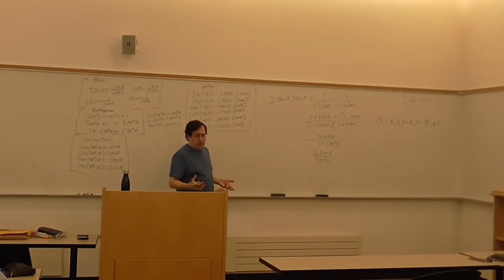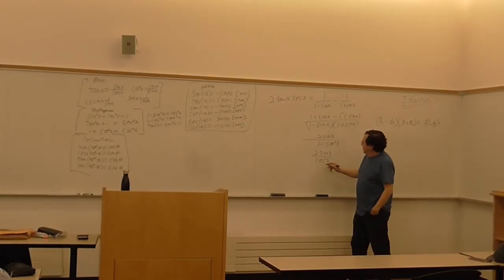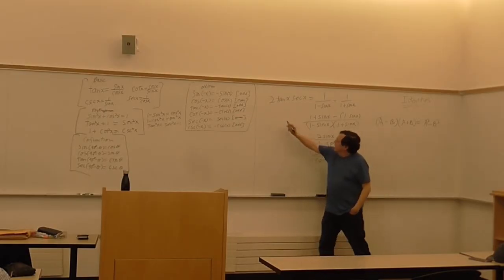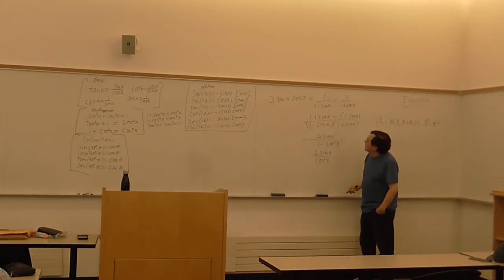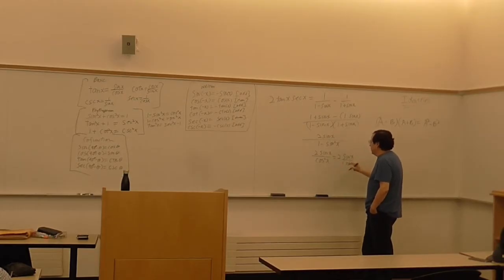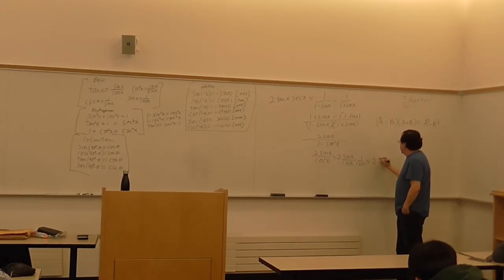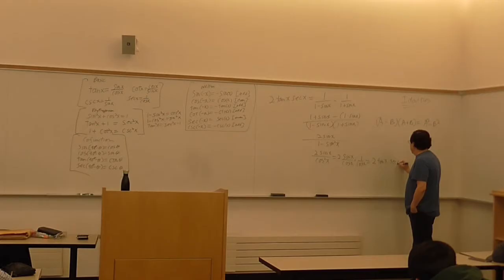At this point, it might be a good idea to take a look at where I want to go. I want to get this back to 2 tangent times secant. I like the fact there's a 2 here. That seems to be in the right place. Tangent is sine over cosine: 2 sine of x over cosine of x, and what's left? Times 1 over cosine of x. Just what I want: 2 times tangent of x times secant of x.